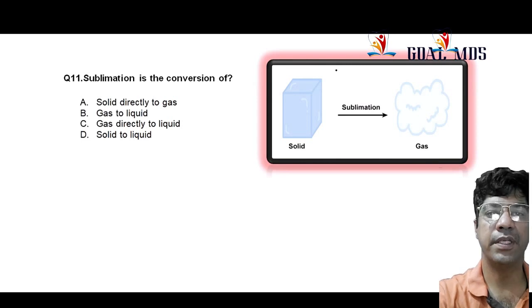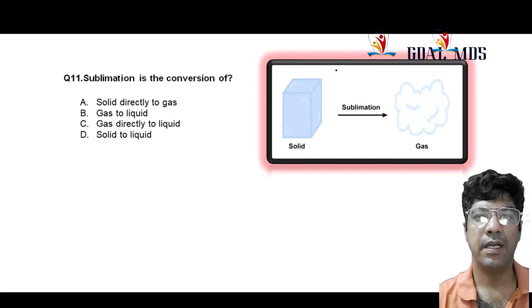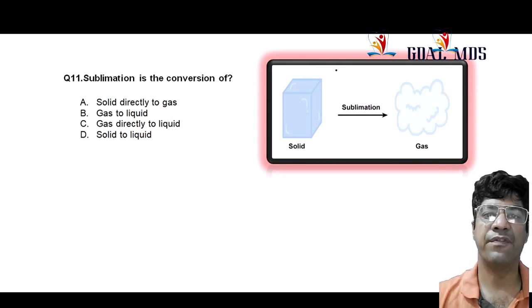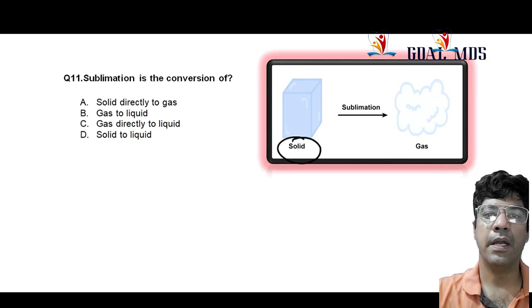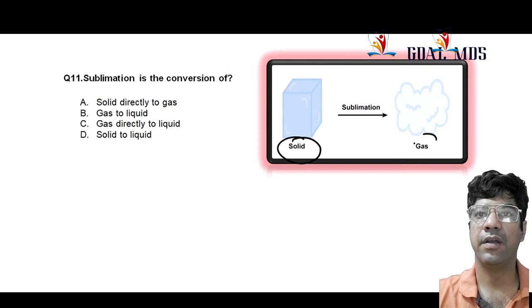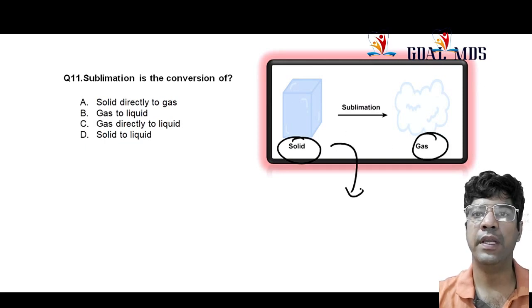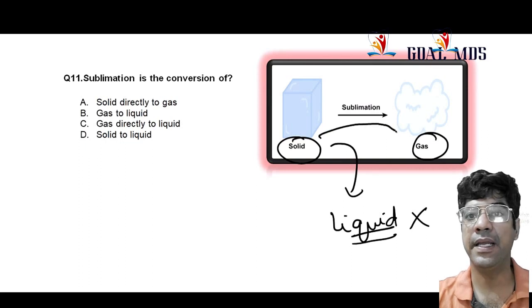Moving to the next question, sublimation. Sublimation is a process of converting solid directly into the gas without passing through liquid phase. So there is no liquid phase. The solid is converted directly into the gas.